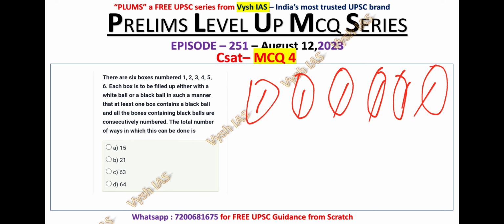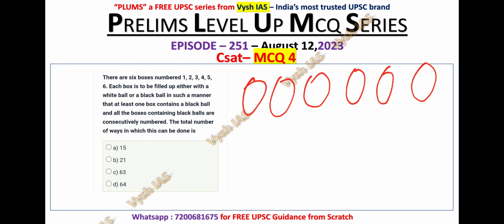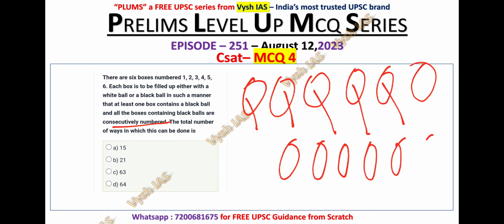So if you take the second case, out of the 6 boxes, only 5 boxes will have black balls, such that there should be consecutive boxes only. So the condition is it should be consecutively numbered, right? So if you take black ball in this, this, this, this, this, this is the first case, right? And the second case is black ball in this, this, this, this, this. This is the second case.